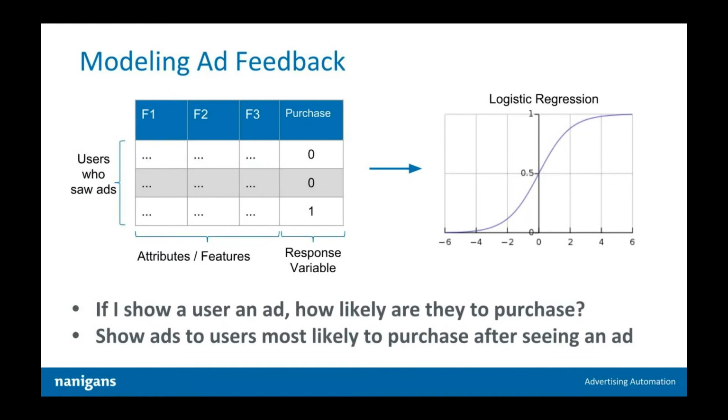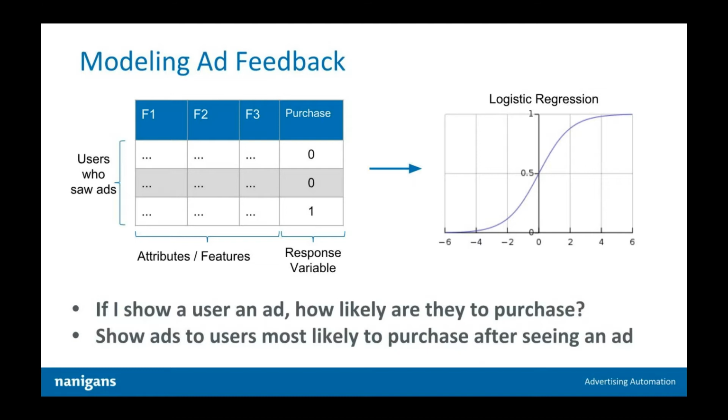So one way to do this is you go and you show ads to a bunch of people, and then you build a data set to try to see which ads worked. So in this case, we show ads to a bunch of people, and then we take our samples, which are users who saw ads. We have some attributes or features about those users. We have a response variable, which is did they buy something. You could put that data set into logistic regression, for example.